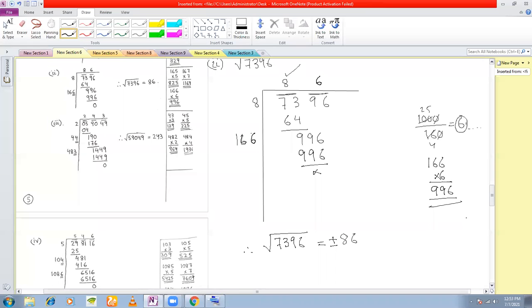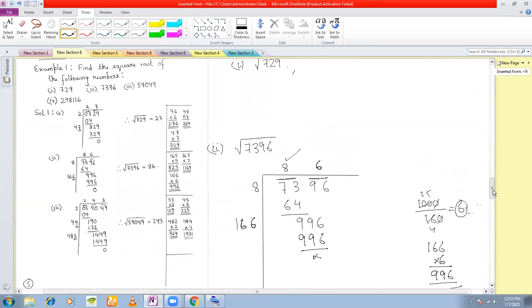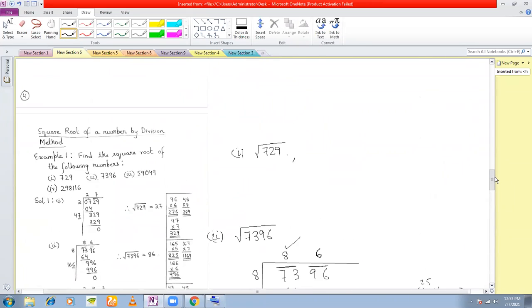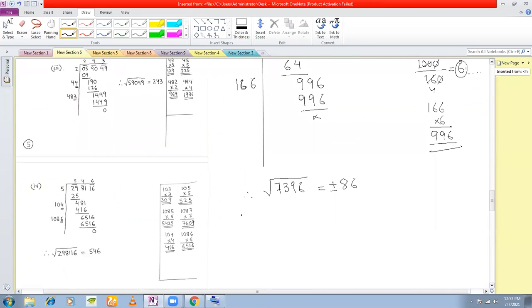Is it clear why plus or minus? Why will we give a plus or minus? Just as I told you, because 86 square is how much? 7396, right? Also, minus 86 square is also equal to 7396, isn't it? Yes, sir. So therefore, when you are taking the square root, you can either take plus or minus of 86. Now is it clear? We have to write the plus or minus.